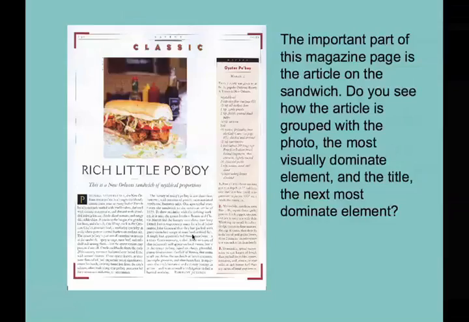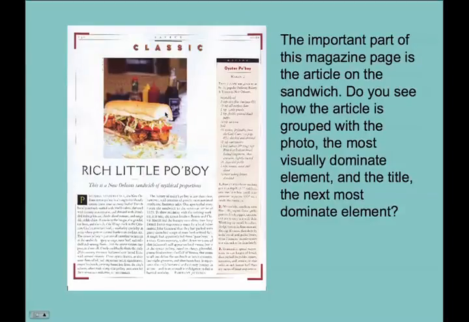So the important part of this magazine page is the article on the sandwich. Do you see how the article is grouped with the photo, the most visually dominant element, and the title, the next most dominant element? If you look at this page from a magazine, the first thing you're going to notice, the focal point, the thing that has the highest visual hierarchy is the photograph. And the reason we notice the photograph is contrast. It's the only photograph on the page. We notice the photograph, we see that it's a tasty looking sandwich.